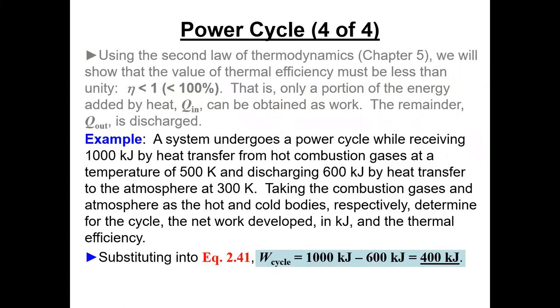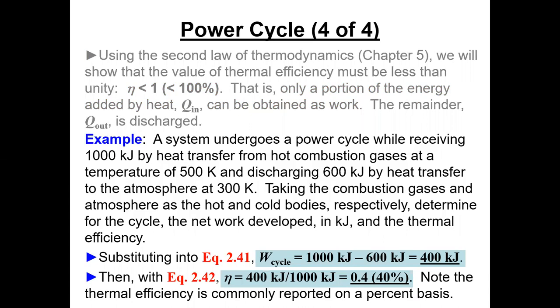And so, well, these problems are real nice. They're easy. I mean, you know the net work is the net heat. I got 1,000 in, 600 out. Guess what? I got 400 kilojoules of work. Pretty simple. And then I got a 40% efficiency because I got 40% of it out in work. I had to put 1,000 in, so 40%.